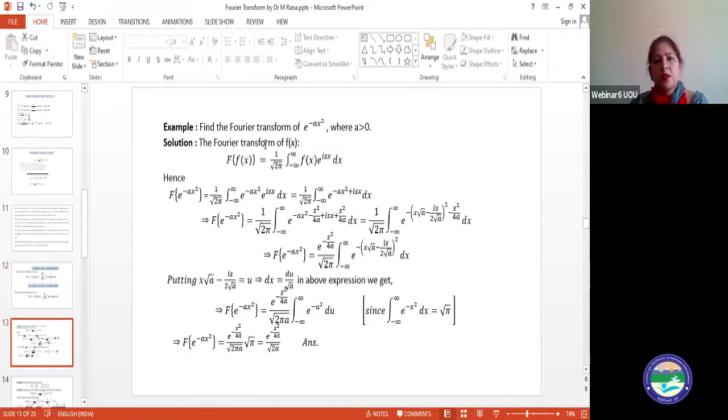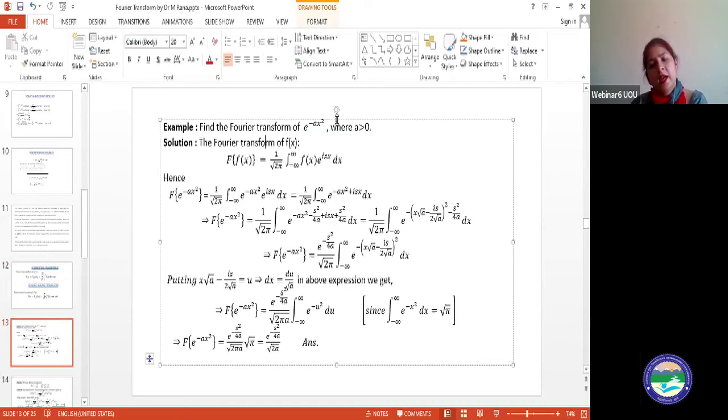So we'll do some important questions regarding the Fourier transform and the Fourier cosine and sine transforms. Let us take this example. We have to find the Fourier transform of the function f(x) equal to e raised to power minus ax square. We know that the Fourier transform is defined as F of f(x) equal to 1 upon root 2 pi, integration from minus infinity to plus infinity of f(x) e raised to power isx dx. Now f(x) is e raised to power minus ax square. So we'll write F of e raised to power minus ax square equal to 1 upon root 2 pi, integration from minus infinity to plus infinity of e raised to power minus ax square into e raised to power isx dx.